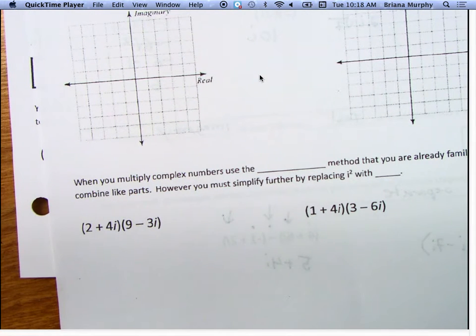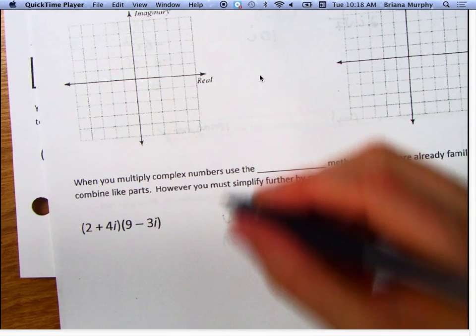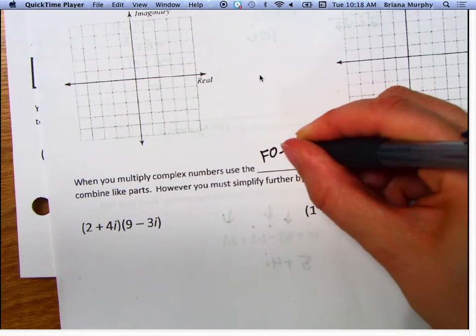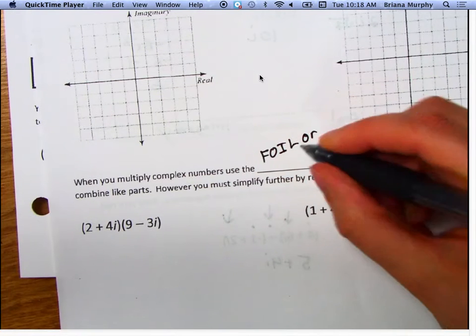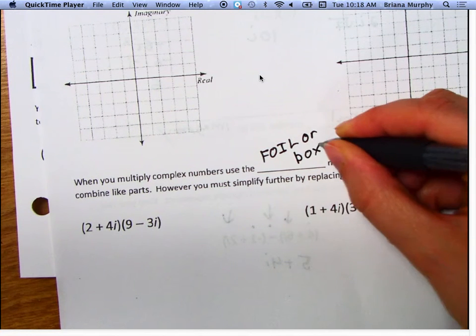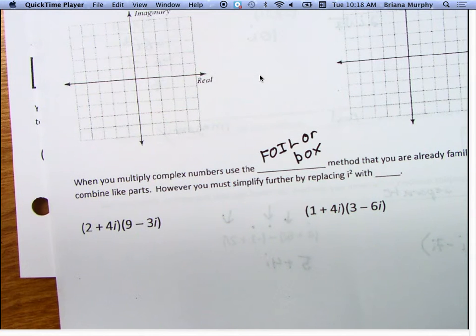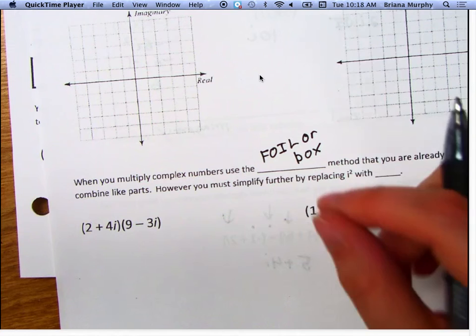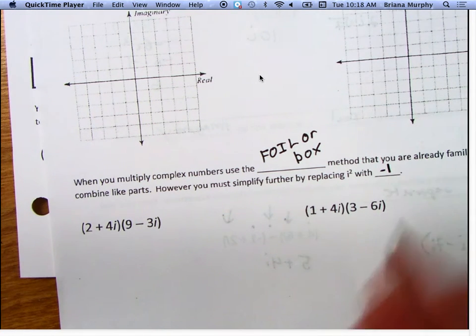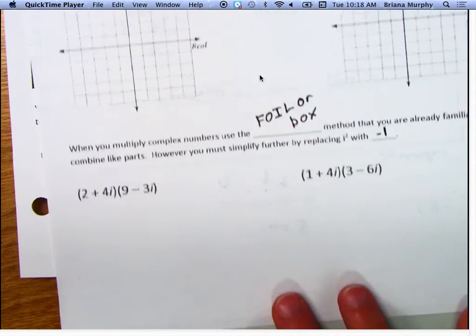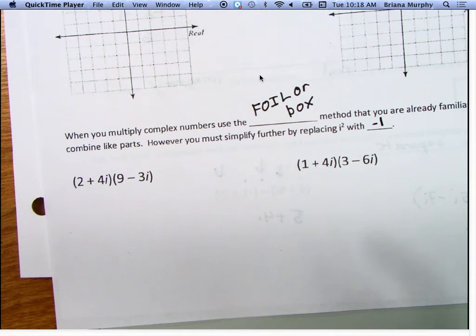When you multiply complex numbers, you use FOIL, or I like to use the box. Okay? You can use either one. I like the box. I feel like it keeps me organized. All right? Or any other method you're already familiar with. Then combine like parts. However, you must simplify i squared with a negative 1. Don't forget that. Okay, I'm going to do the first one with you, and then I'm going to ask you to do the second one on your own.